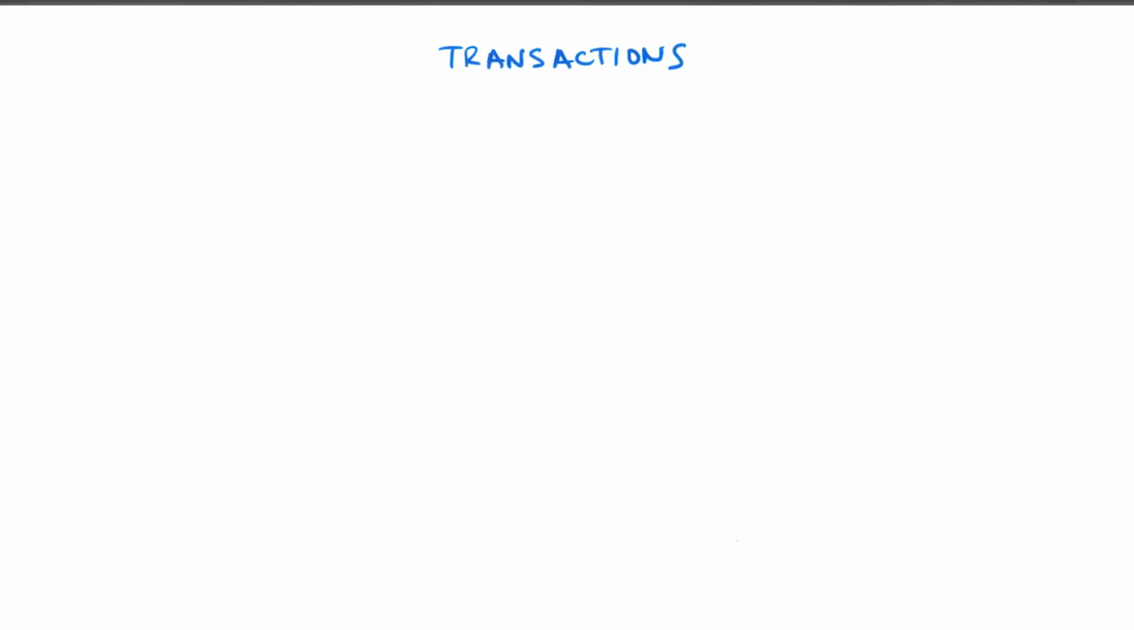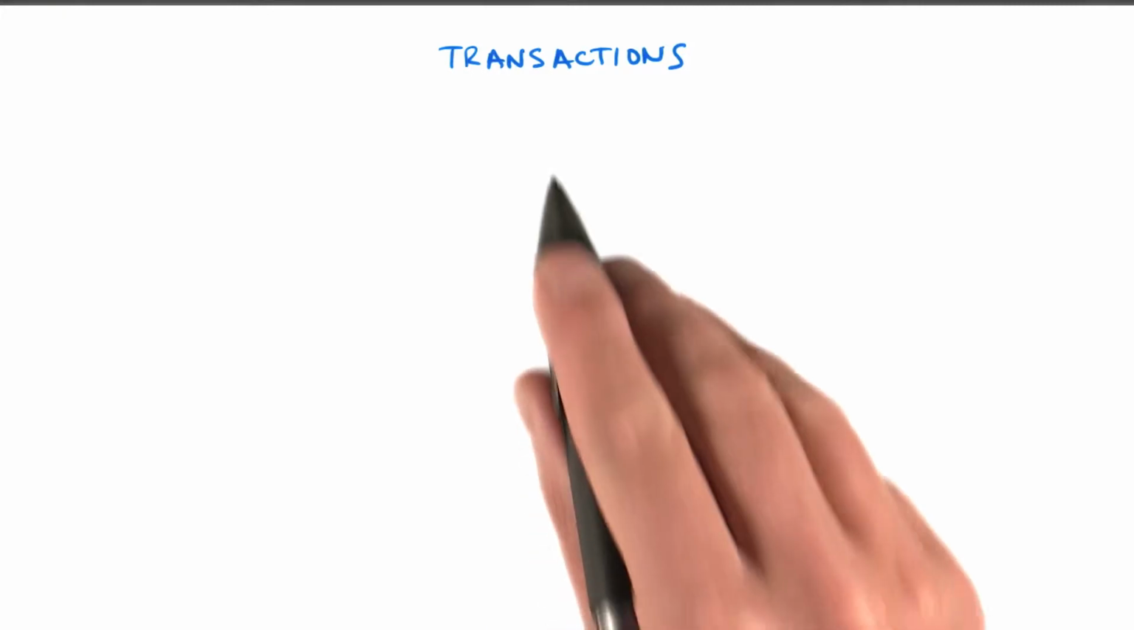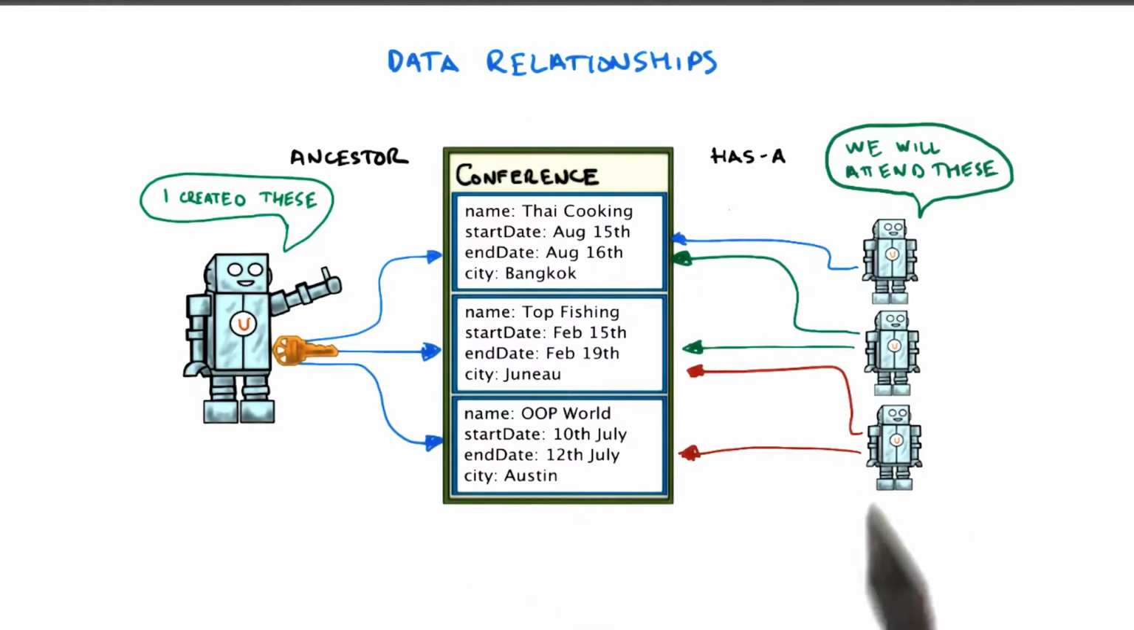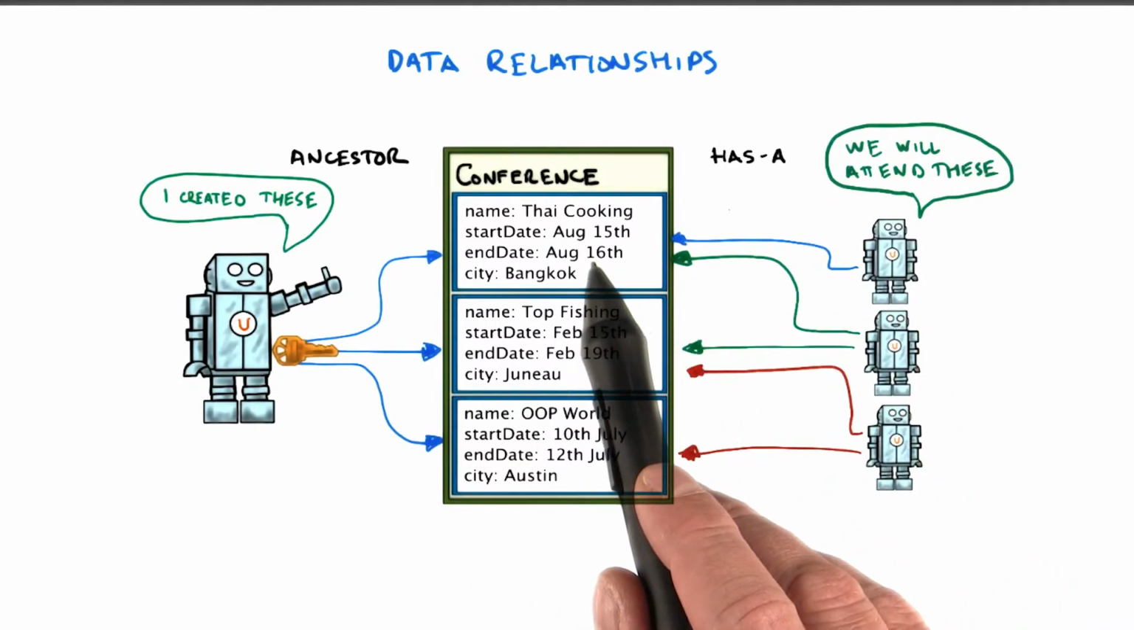Now we're going to cover another area important to use when you're writing data. We're going to talk about transactions. Let's go back and look at a user registering to attend a conference, for example.